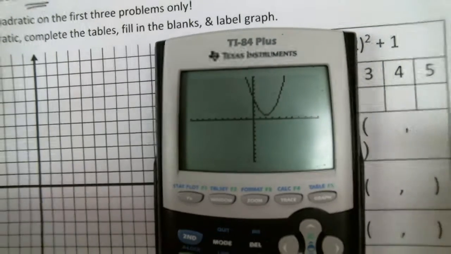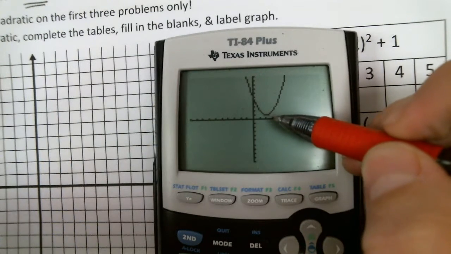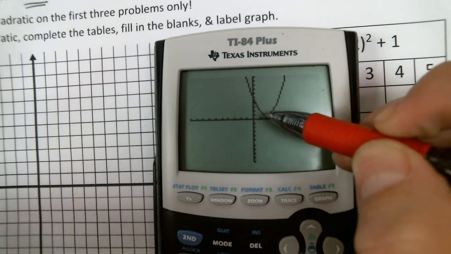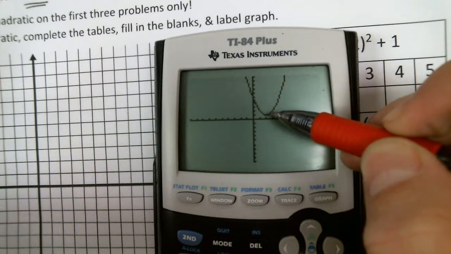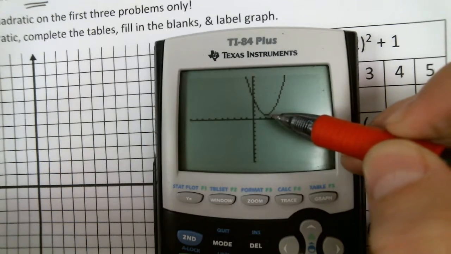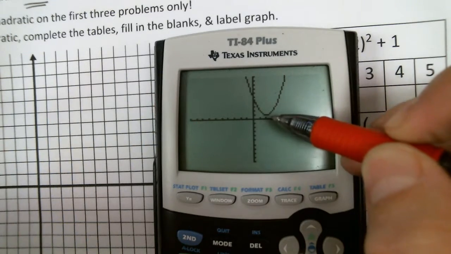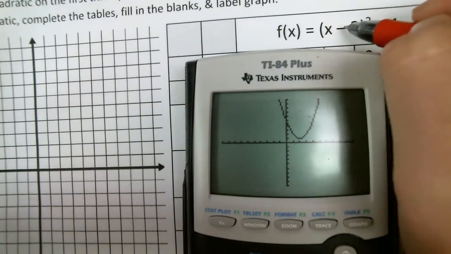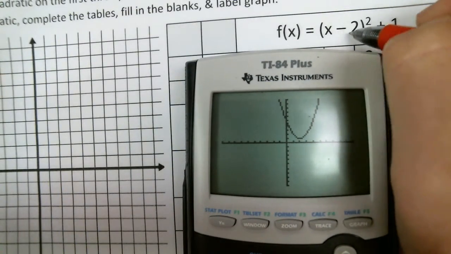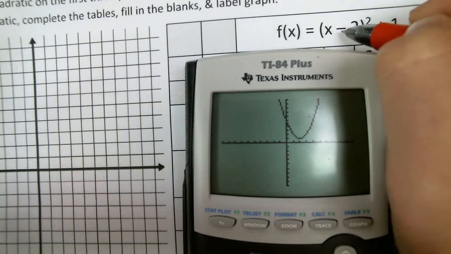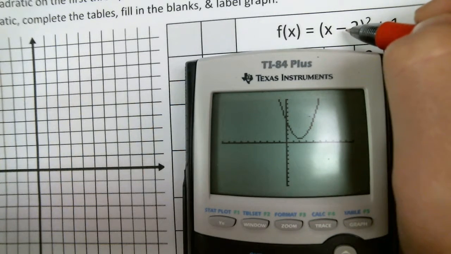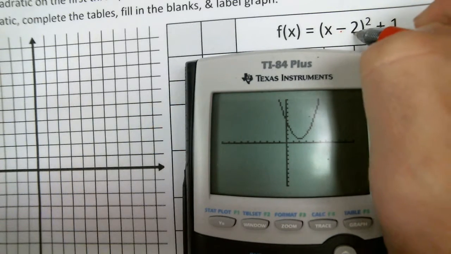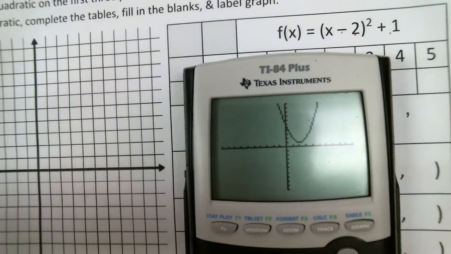Okay, so it still went up 1 unit off the origin, but it also went 2 units to the right. So it looks like h is affecting our left to right. And once again, take note, it says x minus 2. H is going to be the opposite. So really, this subtraction tells us to go right. So I'll go up 1, right 2.